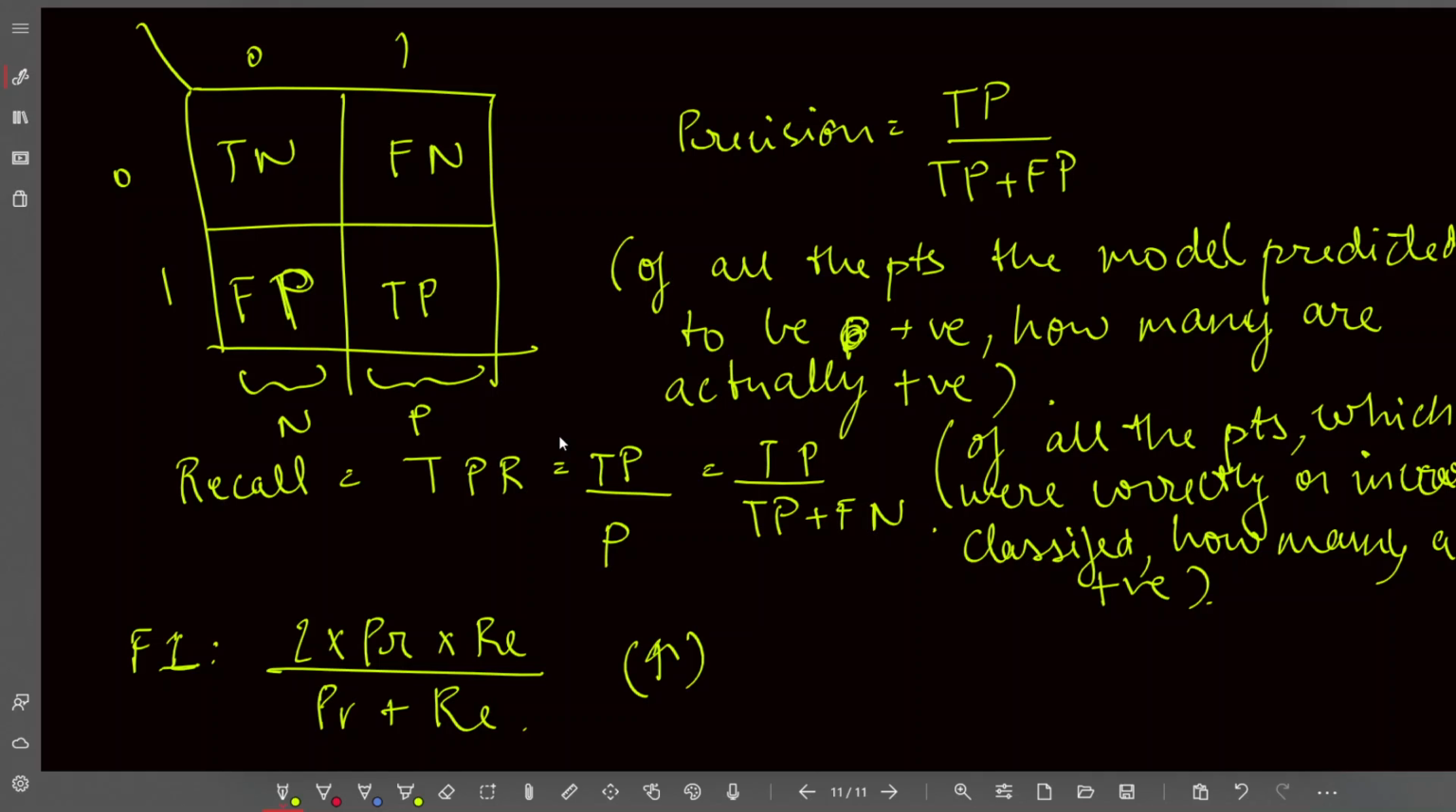So this would again find applications where you want the positive class to be high, and if you have an imbalanced data set and you want it to be correctly classified, right?